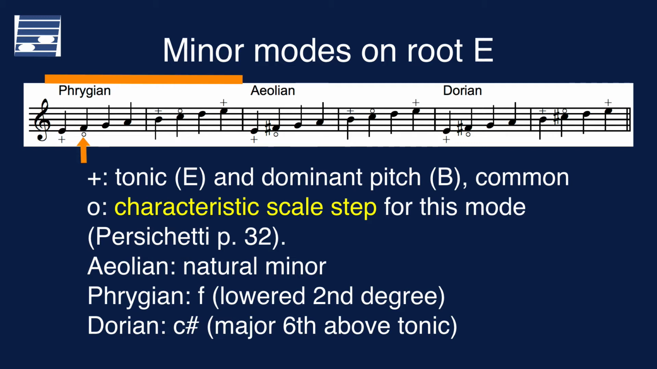Lowering the supertonic degree from F sharp to F natural yields the Phrygian mode. Raising the 6th degree from C natural to C sharp, we get the Dorian mode with the characteristic major 6th. From left to right, we move from the most minor to the least minor mode, so to speak. Let's listen to these 3 modes in succession.